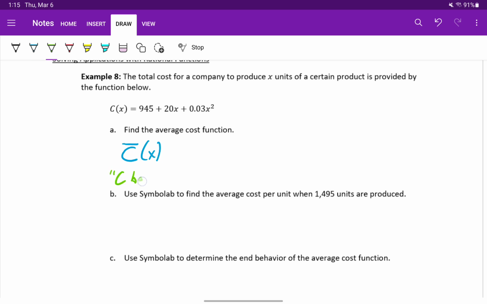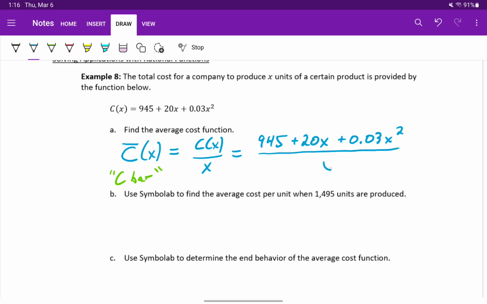So literally that same function named C with a horizontal bar drawn across it. And we generate that average cost function, that C bar function, by taking the original function and dividing it by X. So our average cost function will be 945 plus 20x plus 0.03x squared, divided by X.